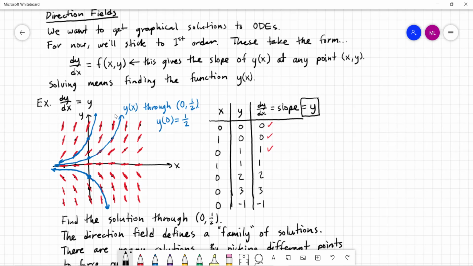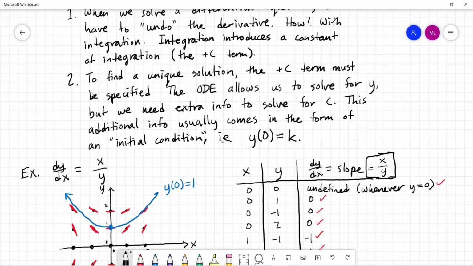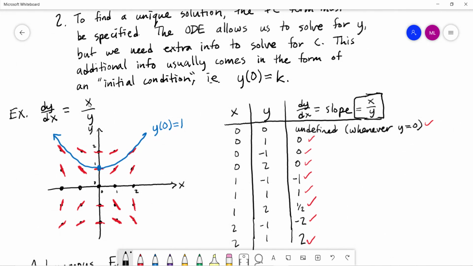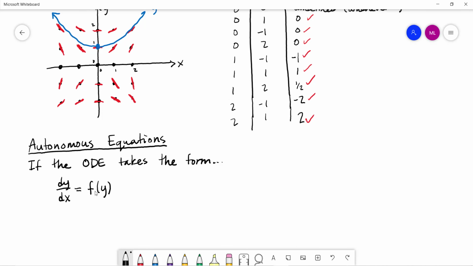But in this first example, it wound up only being a function of y. And in the second example, it wound up being a function of both x and y. It's a function of both x and y. The top equation is an autonomous equation. The bottom equation is not, because it has dependence on x here.